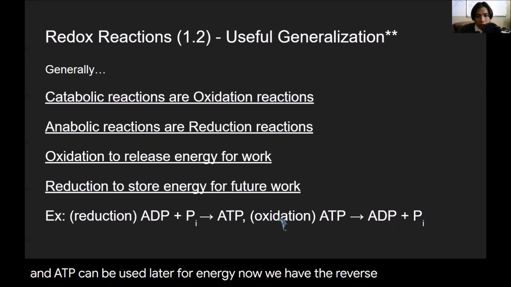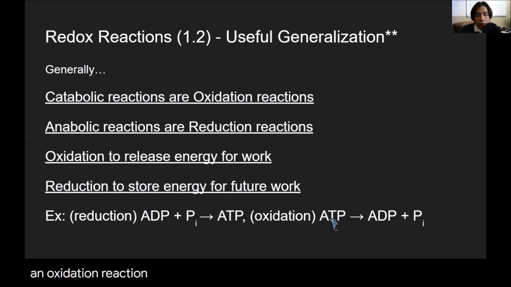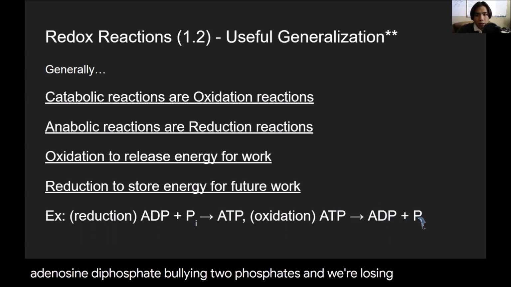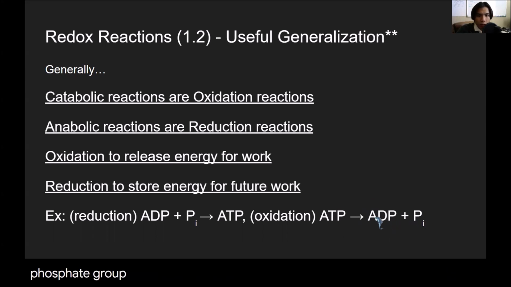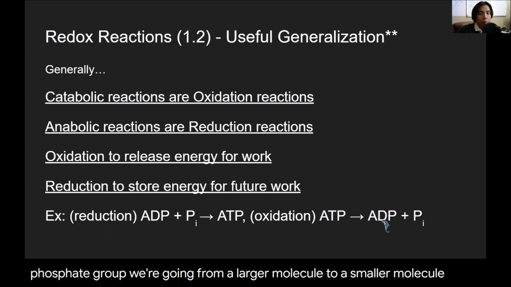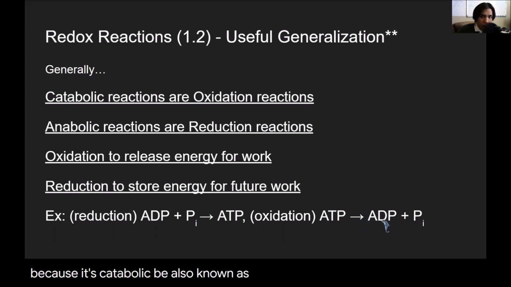Now we have the reverse reaction, which is an oxidation reaction. We know it's oxidation because it is a catabolic reaction. Over here we have ATP, adenosine triphosphate. We're converting it into ADP, adenosine diphosphate with only two phosphates, and we're losing a bond to a phosphate group. That means that this is a catabolic reaction. We're going from a larger molecule to a smaller molecule. Because it's catabolic, we also know it's oxidation. Because it is oxidation, it is releasing energy that is available for work.